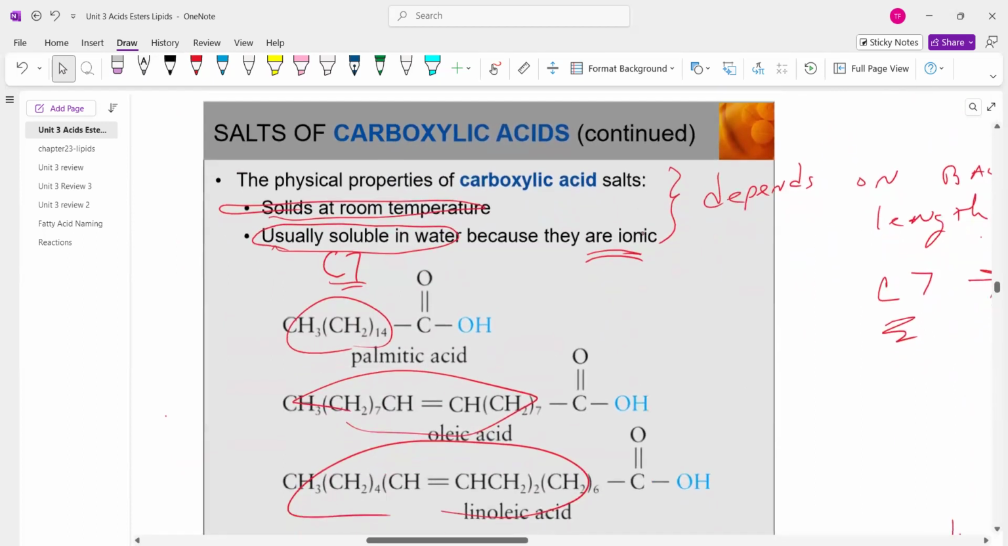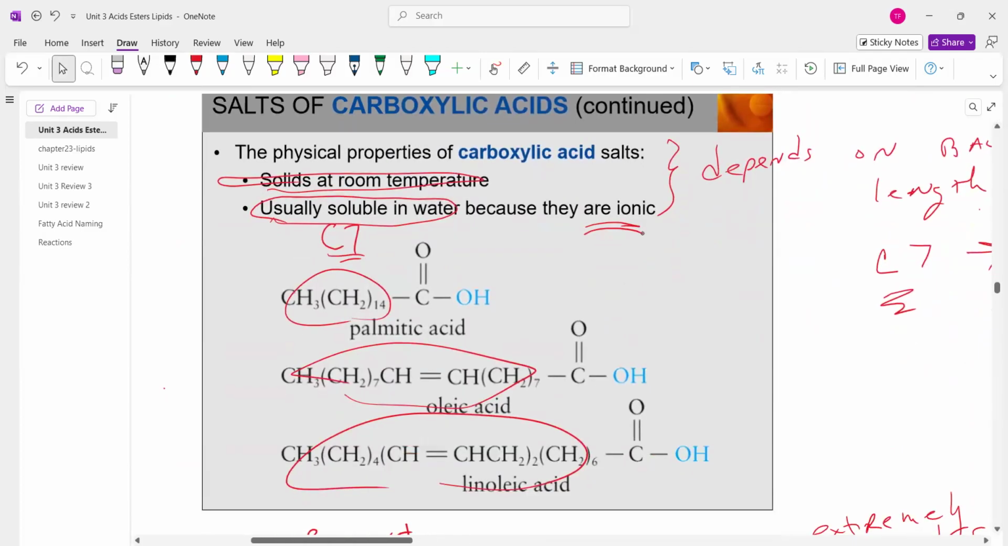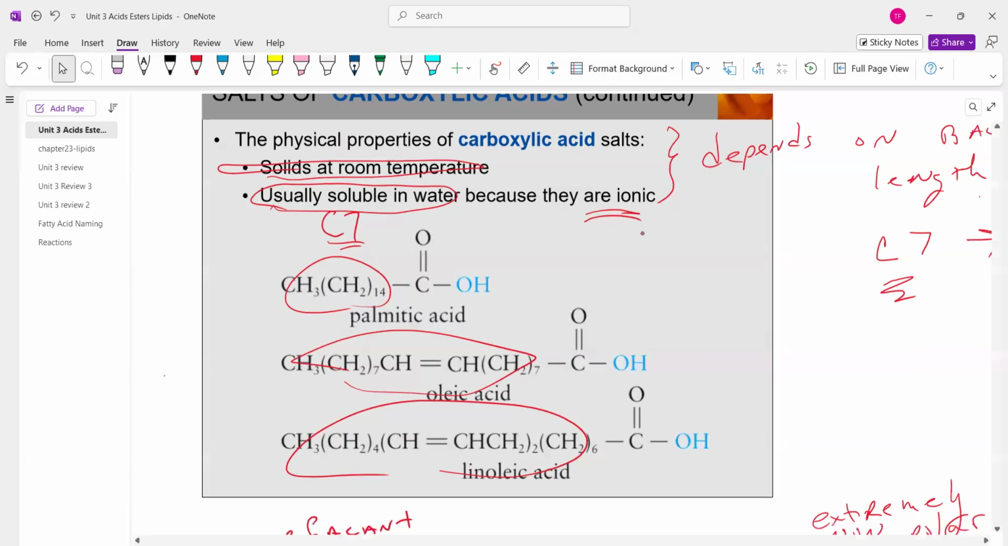A lot of the physical properties of organic acids depend on the carbon length of the backbone. Long carbon lengths mean it's insoluble. It's going to be more and more insoluble in water, starting at C7. Now you're going to have to know some acids in this unit. Palmitic is one of them, oleic, linoleic are all ones you're going to have to know.